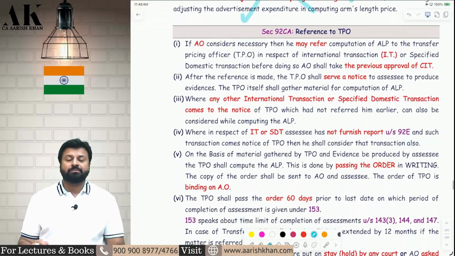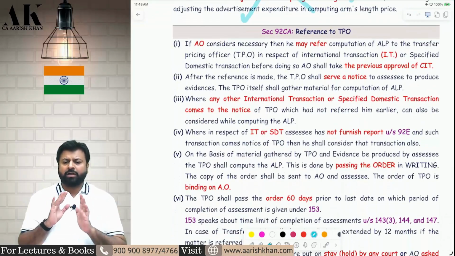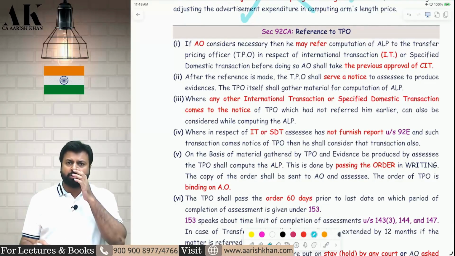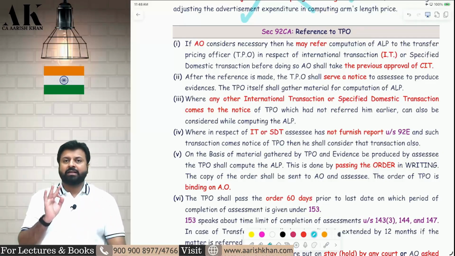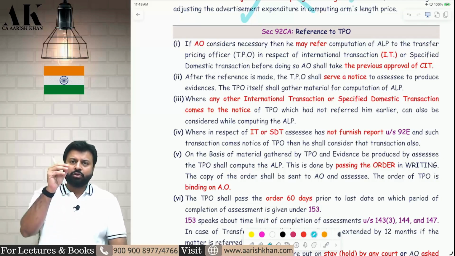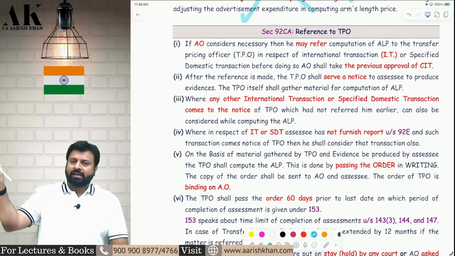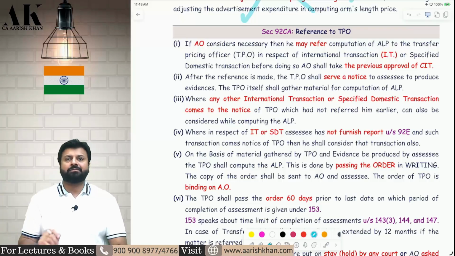Reference to TPO. Very important section. Some important amendments have also been made in this particular section. Reference to TPO. In this, there are three parties. Try to understand the three parties first. I am an assessing officer. You are an assessee. And there is a transfer pricing officer sitting over here.